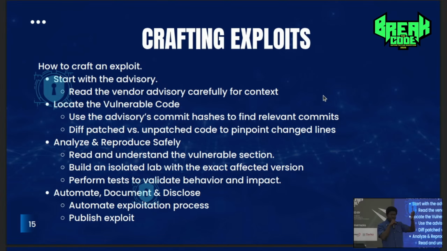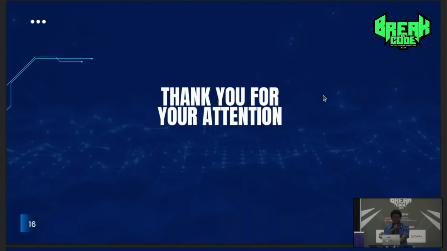Understand the code and try to see how you can exploit that particular code. The next thing is once you figure out how to exploit that vulnerability, you can analyze it and then reproduce it safely. And then lastly, you can automate it, document it, and then disclose it. But you have to be very careful about disclosing exploits because as much as it can be used by penetration testers, it can also be used by the bad guys. So you make sure that you release exploits for vulnerabilities that have already been patched. Okay. So I think that is it for my presentation.